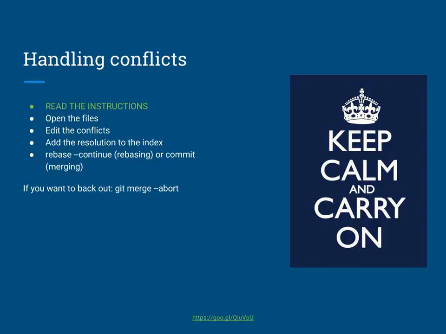Remember, if at any point you say, this is getting too much for me, I want to do this with a specialist present, there is git merge --abort, which the help text will actually tell you about. If you want to go back, just abort. There's a similar command for aborting a rebase. So if you want to get out of trouble, that's the place you need to look.